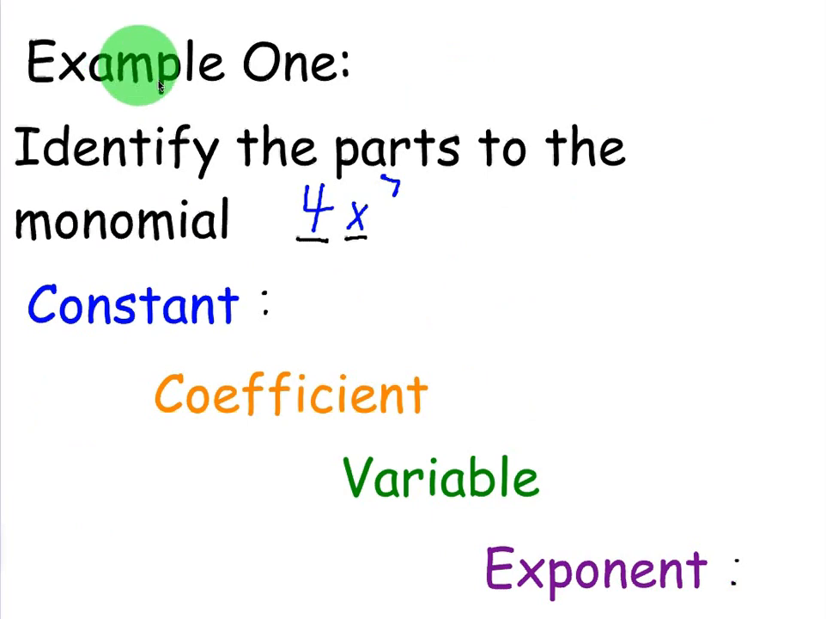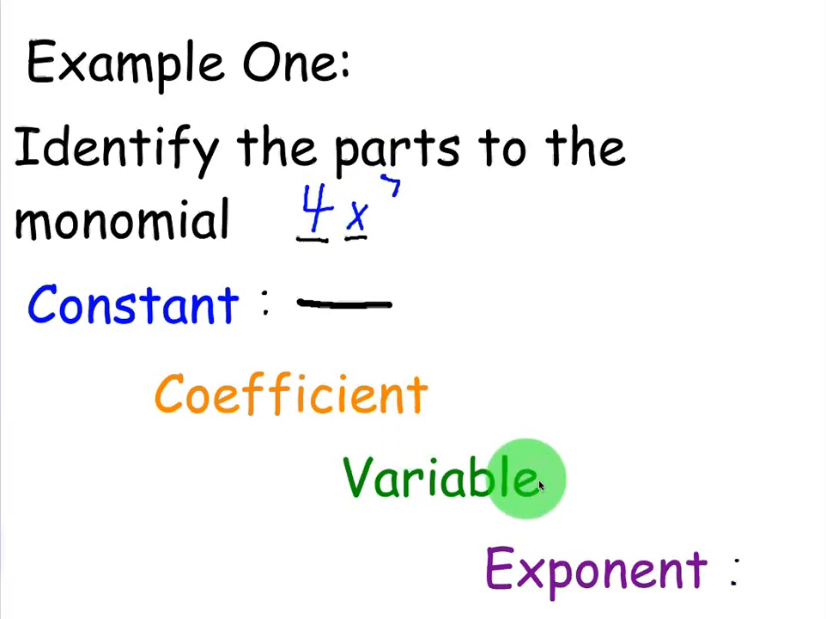So here we go. Example 1, identify the parts of this monomial. We have 4x to the 7th. So we're going to check each one of these off. First of all, what is the constant for this monomial? Well, it doesn't really have one. It can only be a constant if it's a number by itself. So I'm just going to put a line there. Next, what would be the coefficient? If you said 4, you are correct. The coefficient is the number next to the variable. It's going to be 4.